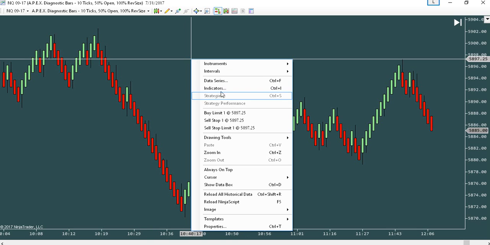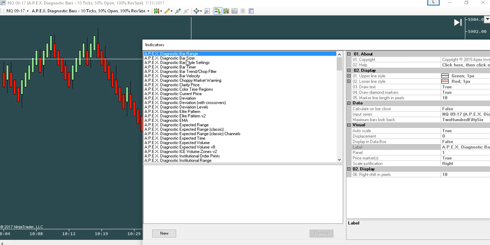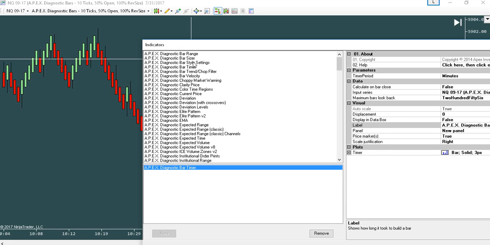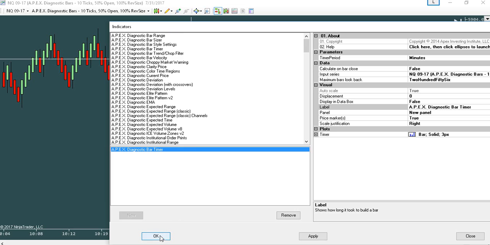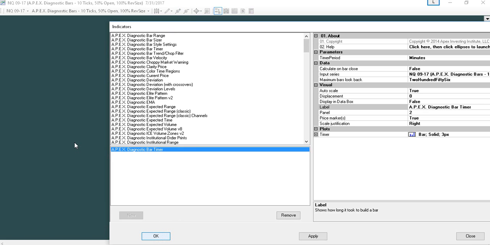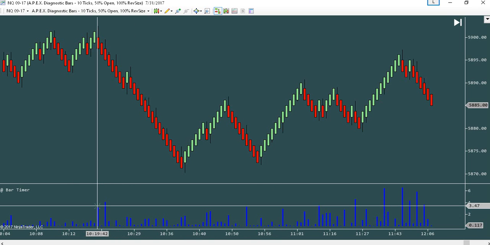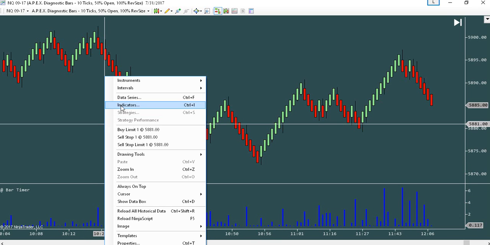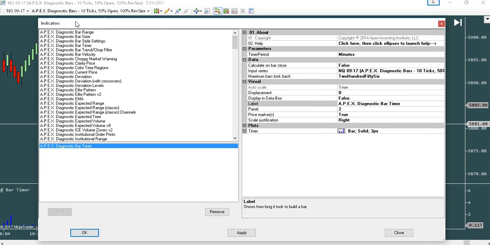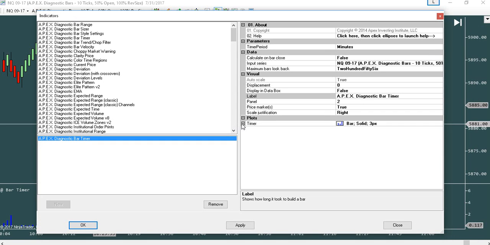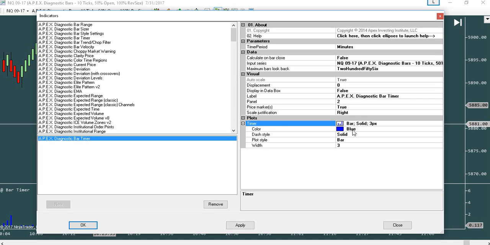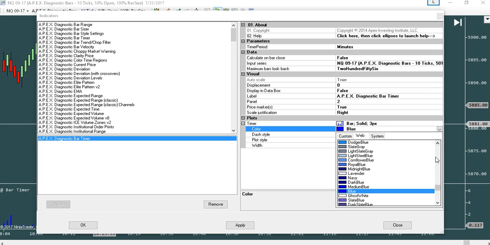If you right click and go to indicators, and right here, Apex Diagnostic Bar Timer, we hit OK. All right, it'll pop up on the bottom of our chart here. See these blue lines? You can make them any color you want. They're defaulted as blue. If you want to change the color, you click the indicator and you go right here to plots. You open it up, and I personally on my charts like to use yellow.